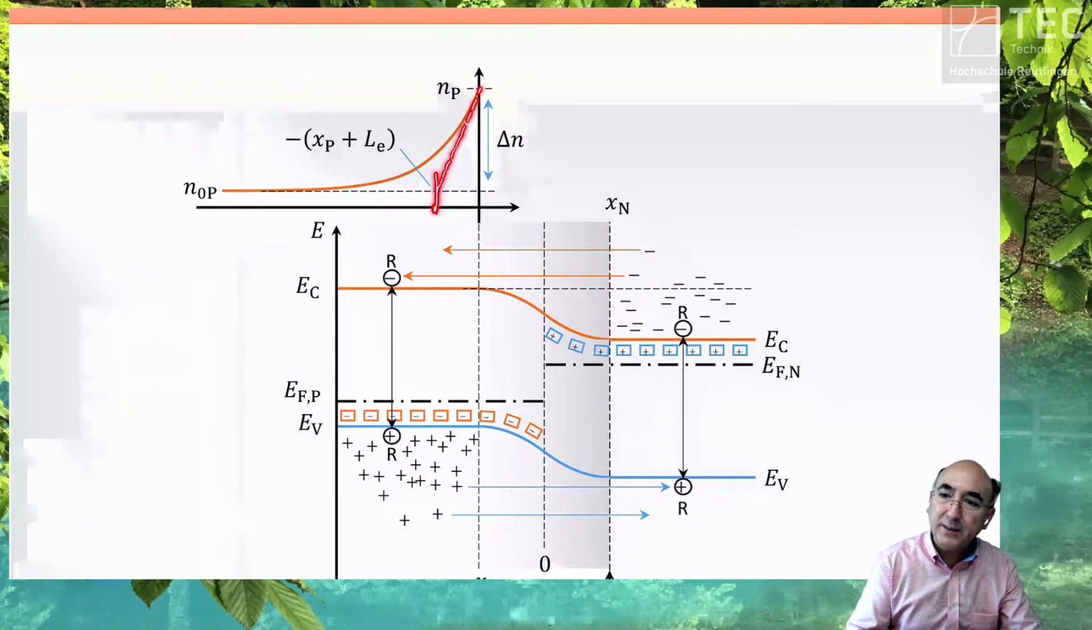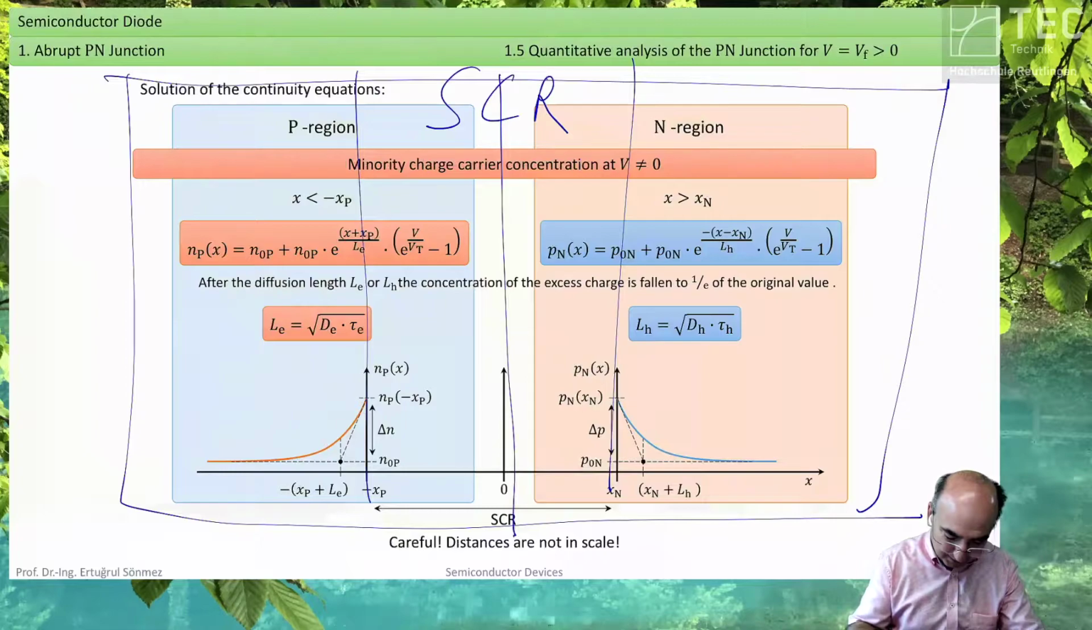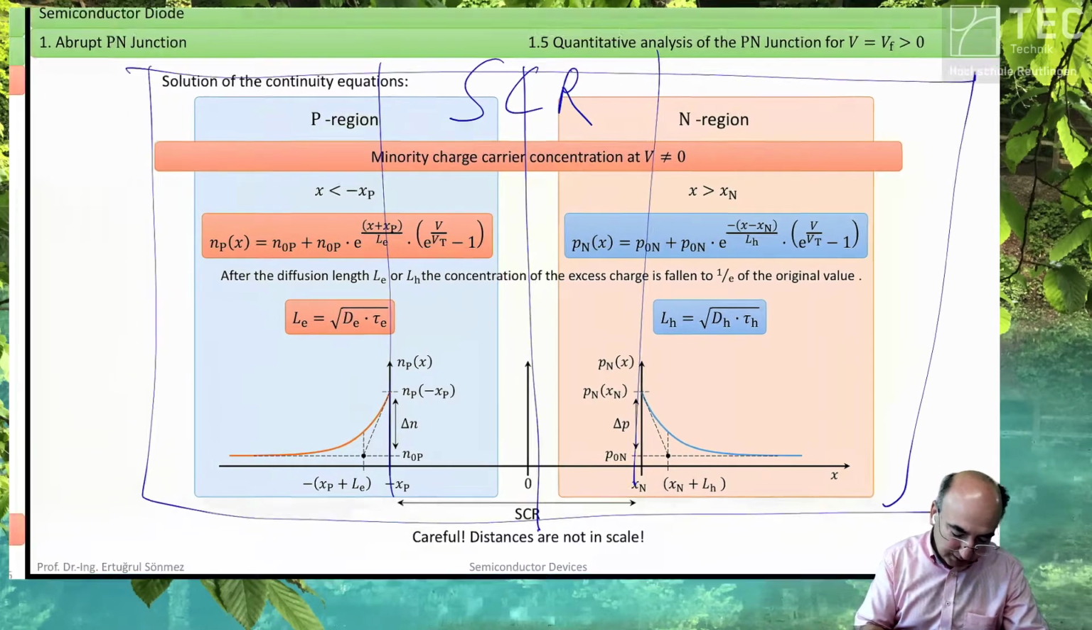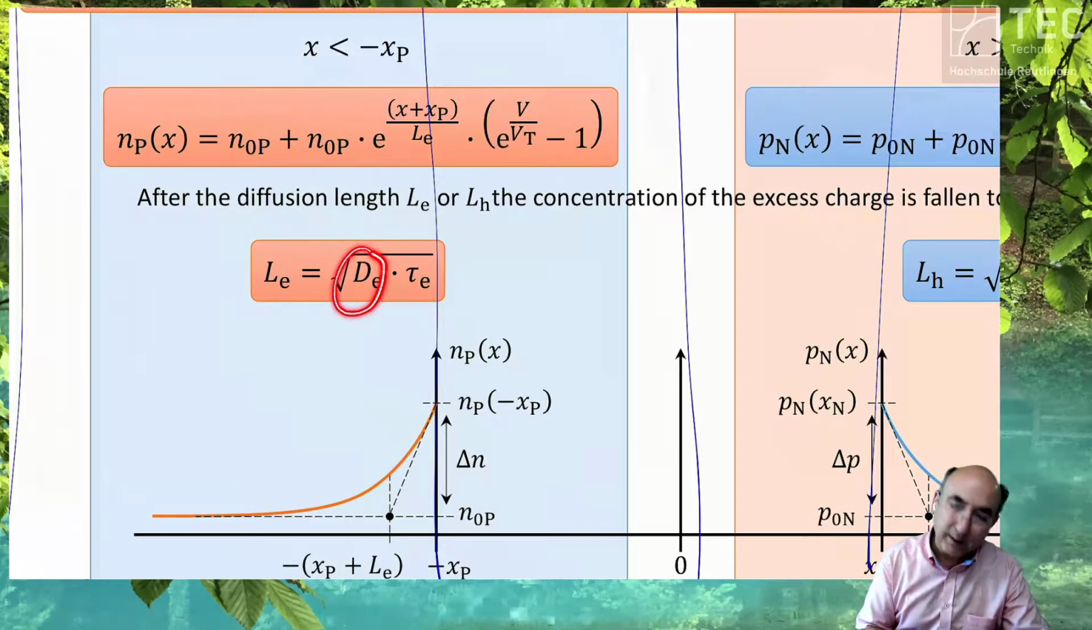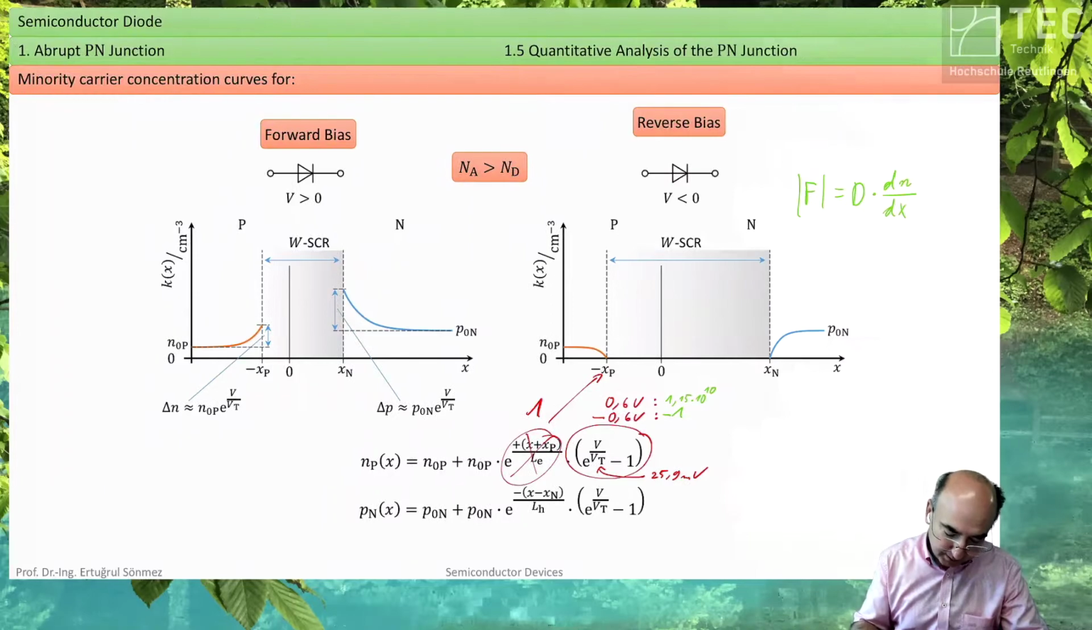How is it called? L. Tell me. Let's go back. It gives the slope. It gives us the diffusion length. Exactly. So the diffusion length is given by the diffusion coefficient and the relaxation time, so the time how long one carrier lives in this area.